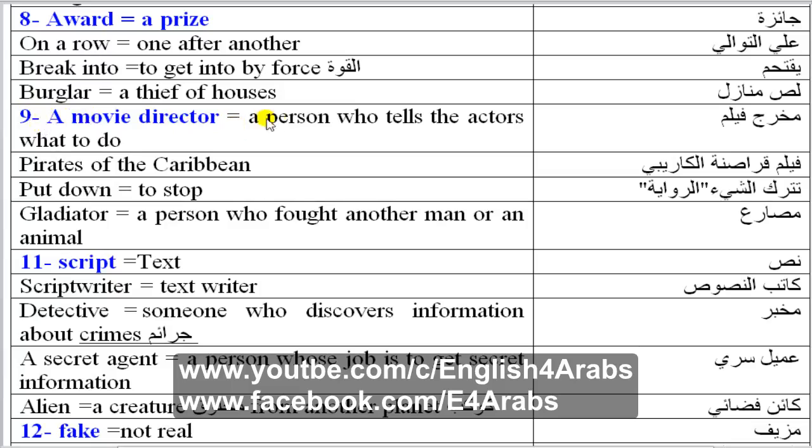A movie director, a person who tells the actors what to do. Pirates of the Caribbean. Put down, to stop. Gladiator, with the T as a soft D between two vowels, between A and O, soft D or fast D. American, British, gladiator: a person who fought another man or an animal.